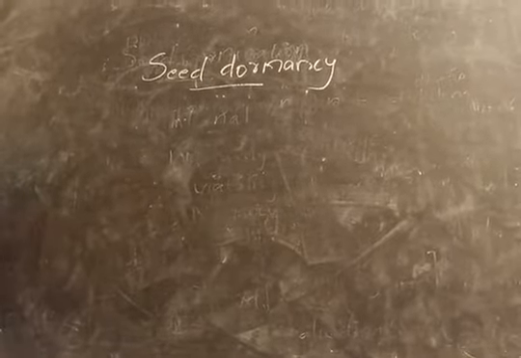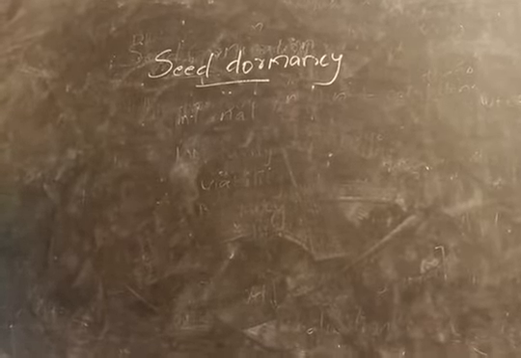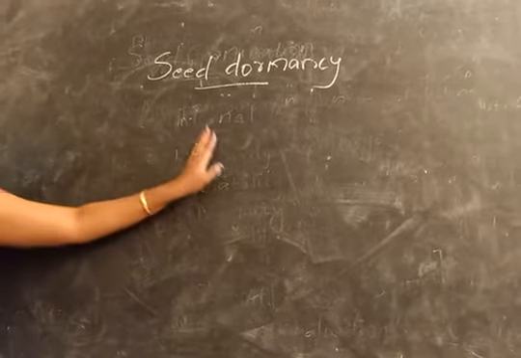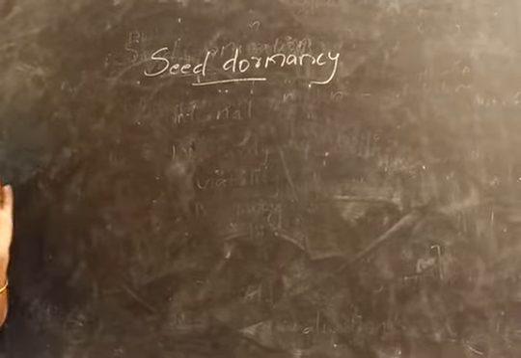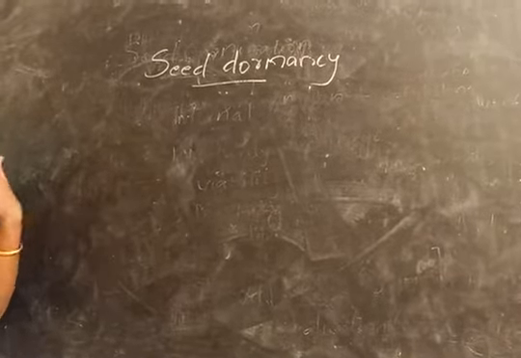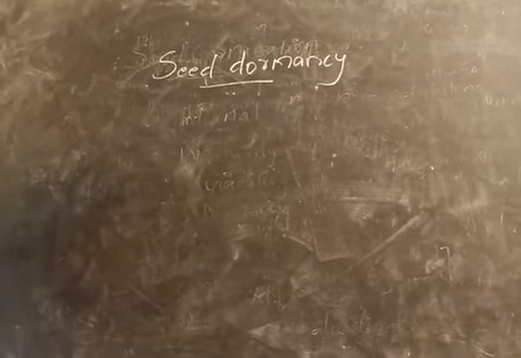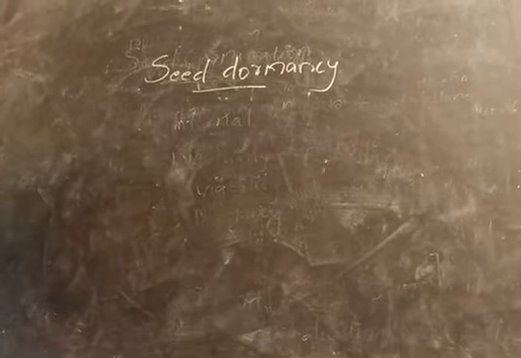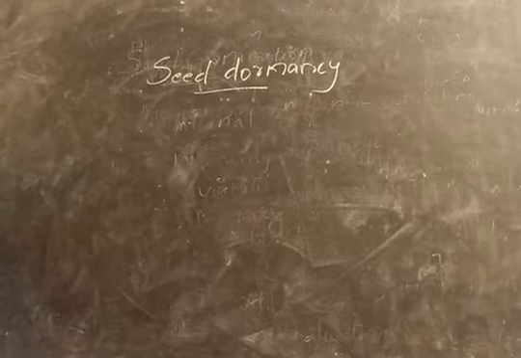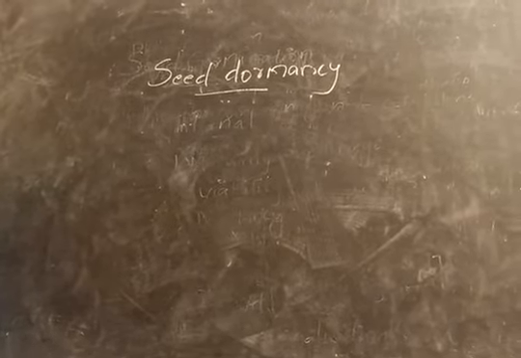Dormancy is a condition of a seed when it fails to germinate even in suitable conditions. That is, a seed has all the favorable conditions for germination. Even though there are favorable conditions, some seeds fail to germinate. This condition is called seed dormancy.